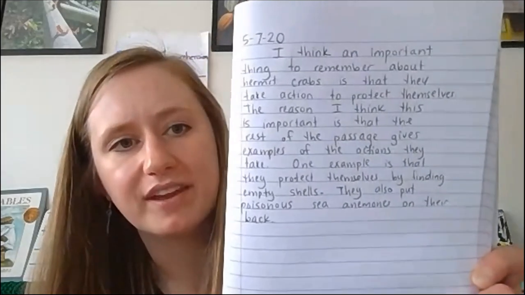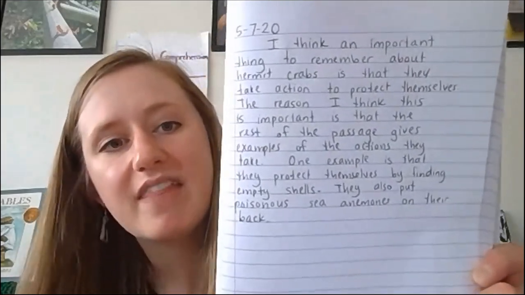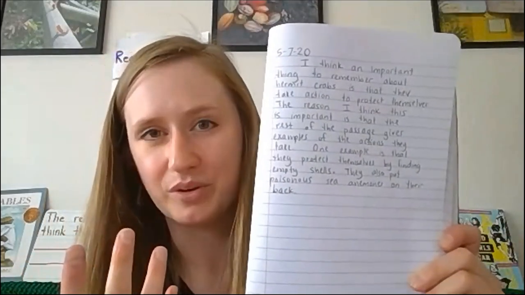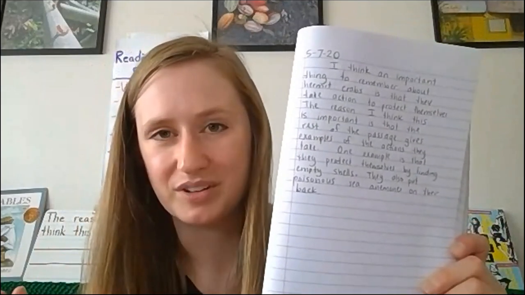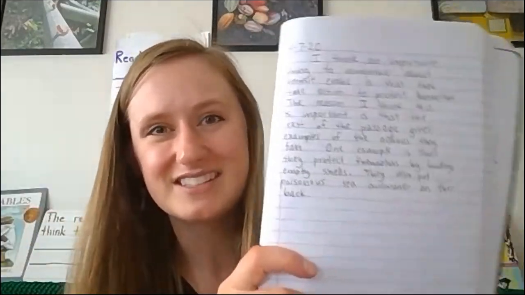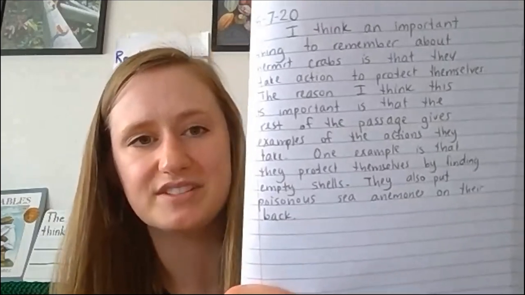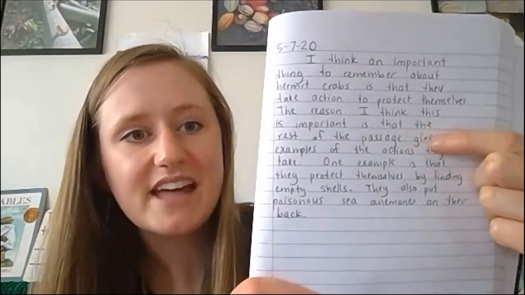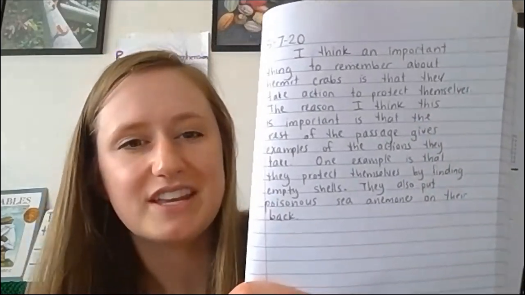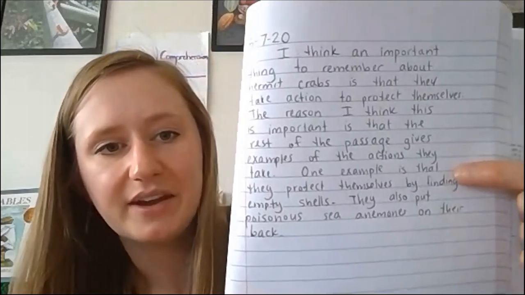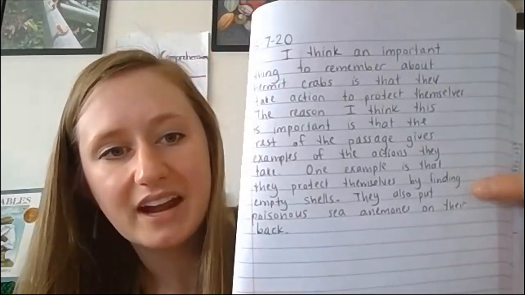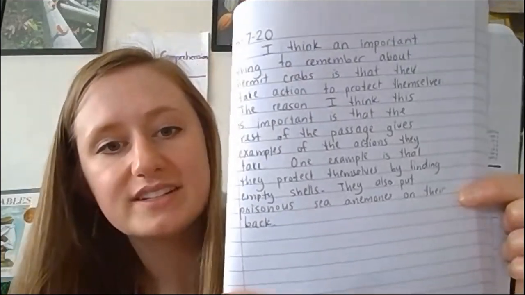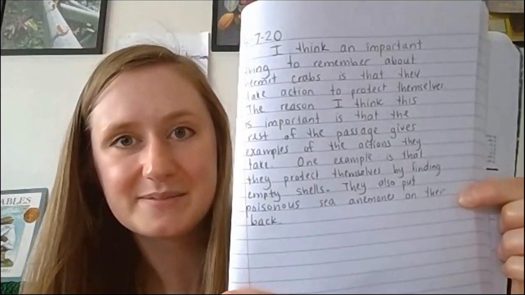I think an important thing to remember about hermit crabs is that they take action to protect themselves. One of the clues that I found that this was an important idea is that often we can find the important idea by looking at the first or the last sentence of a paragraph. But here are some other reasons I thought it was important. The reason I think this is important is that the rest of the passage gives examples of the actions they take. One example is that they protect themselves by finding empty shells. They also put poisonous sea anemones on their backs.